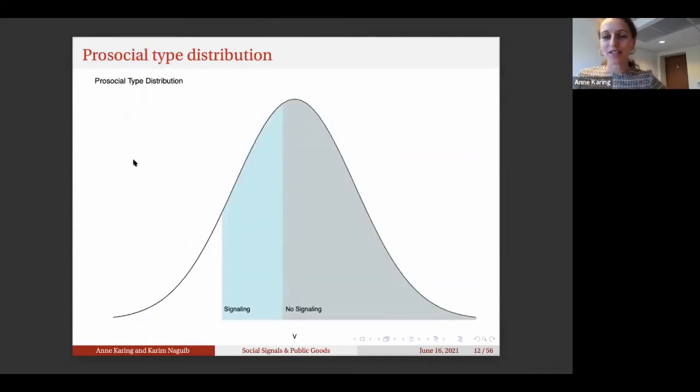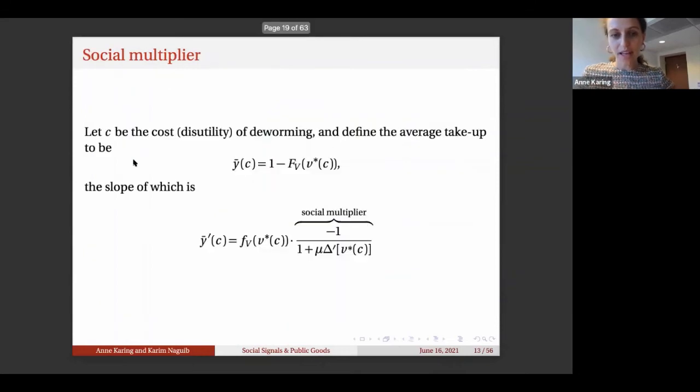Just to show you this graphically, we're going to assume generally in this paper, for simplicity, that pro-social types are normally distributed. We tried other permutations too. So you have an example here of a type distribution. As we move from a world without signaling to a world with signaling, as we increase visibility, you can see in this image that the cutoff type is shifting to the left as more individuals decide to take up deworming treatment.